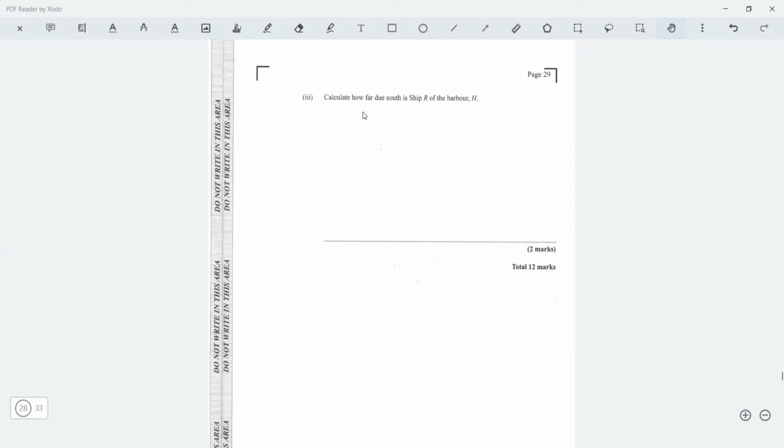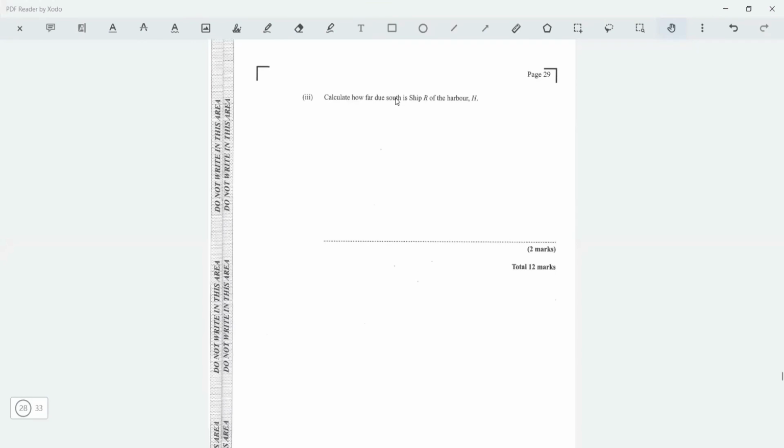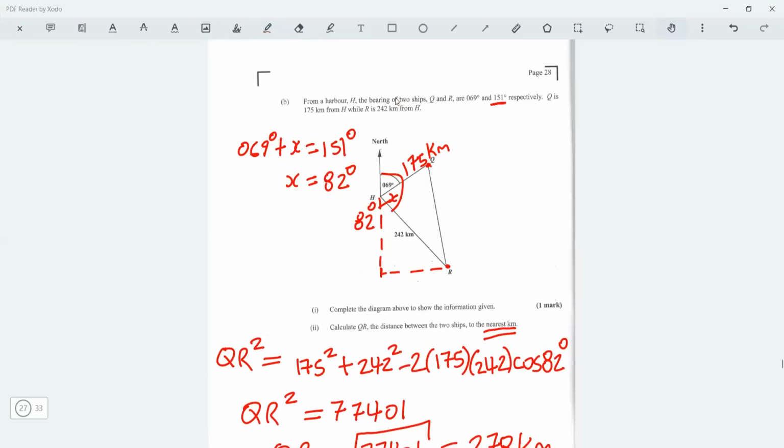All right. Now this question says, calculate how far due south ship R is of the harbor H. How far due south is ship R from the harbor H? This is pretty much what I mean. If you were to draw a right angle triangle, how far due south is the ship? It says calculate how far due south ship R is of the harbor H. So this is the distance they want. Let's put it in black. This distance they want, how far due south.